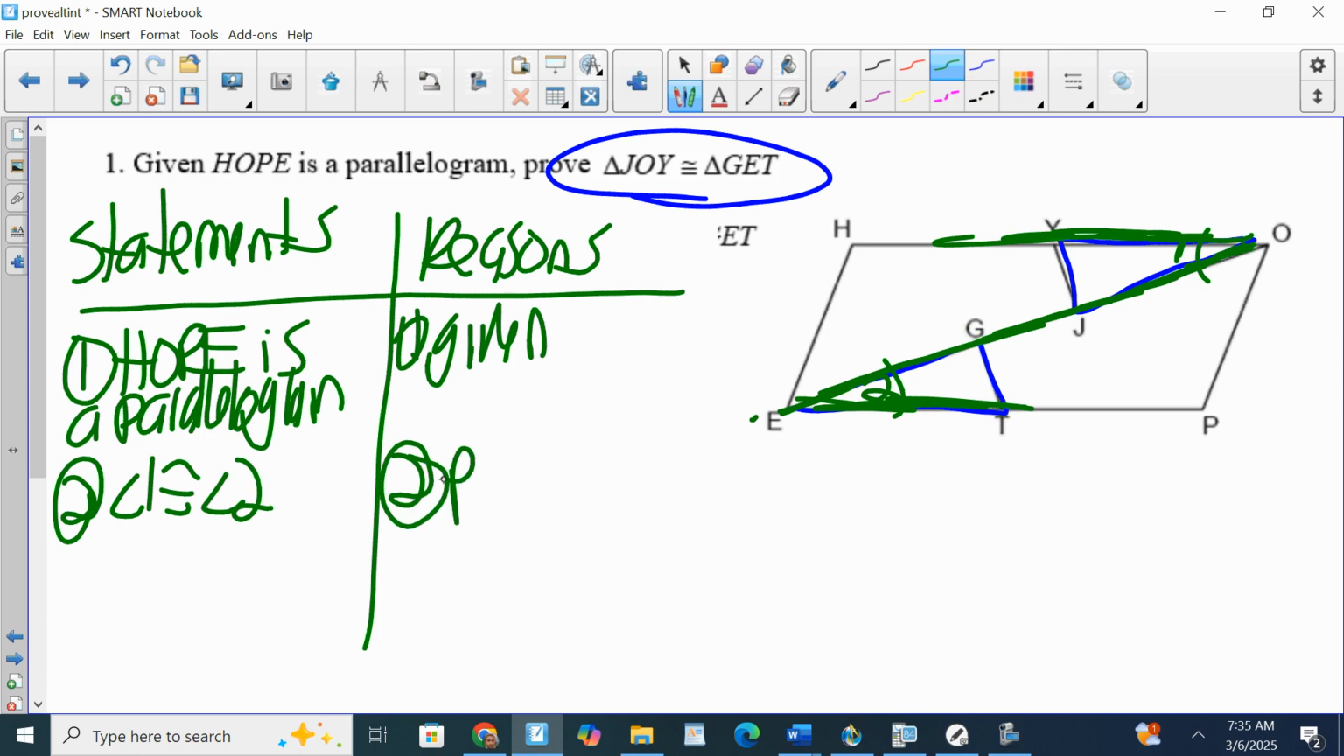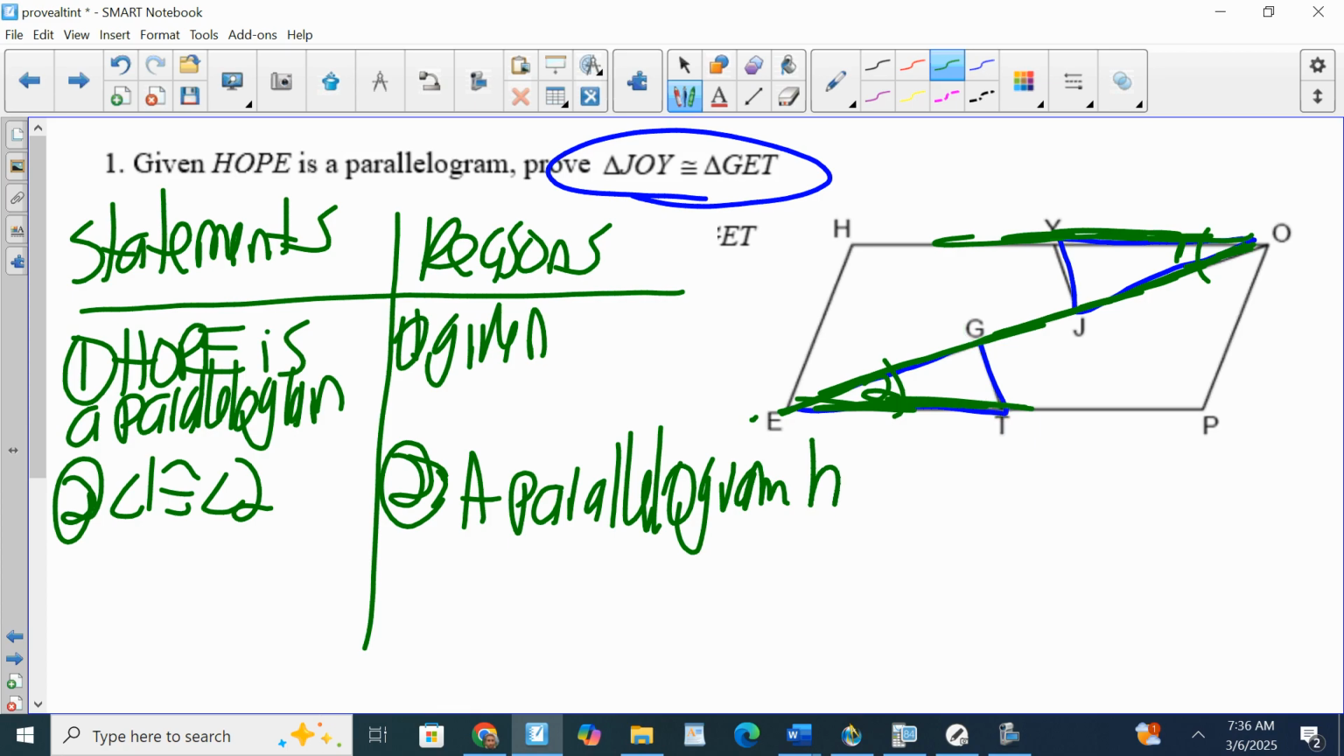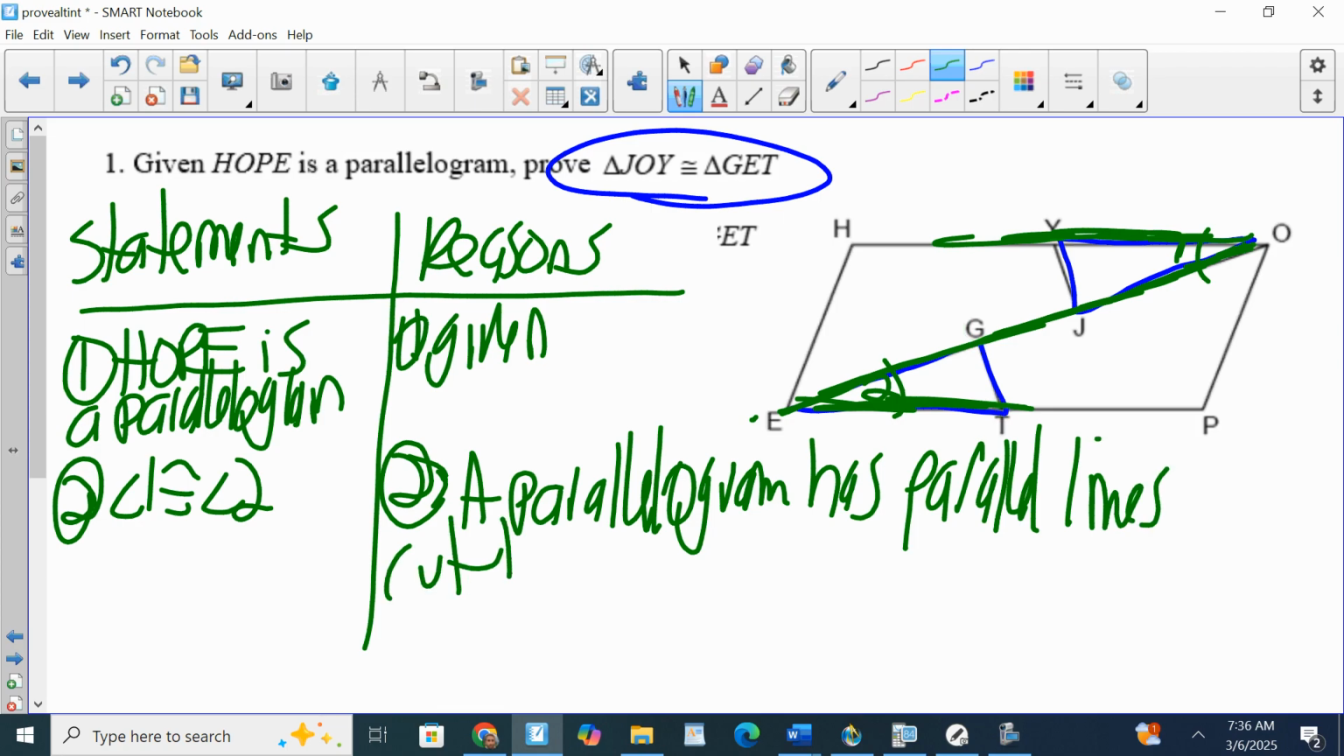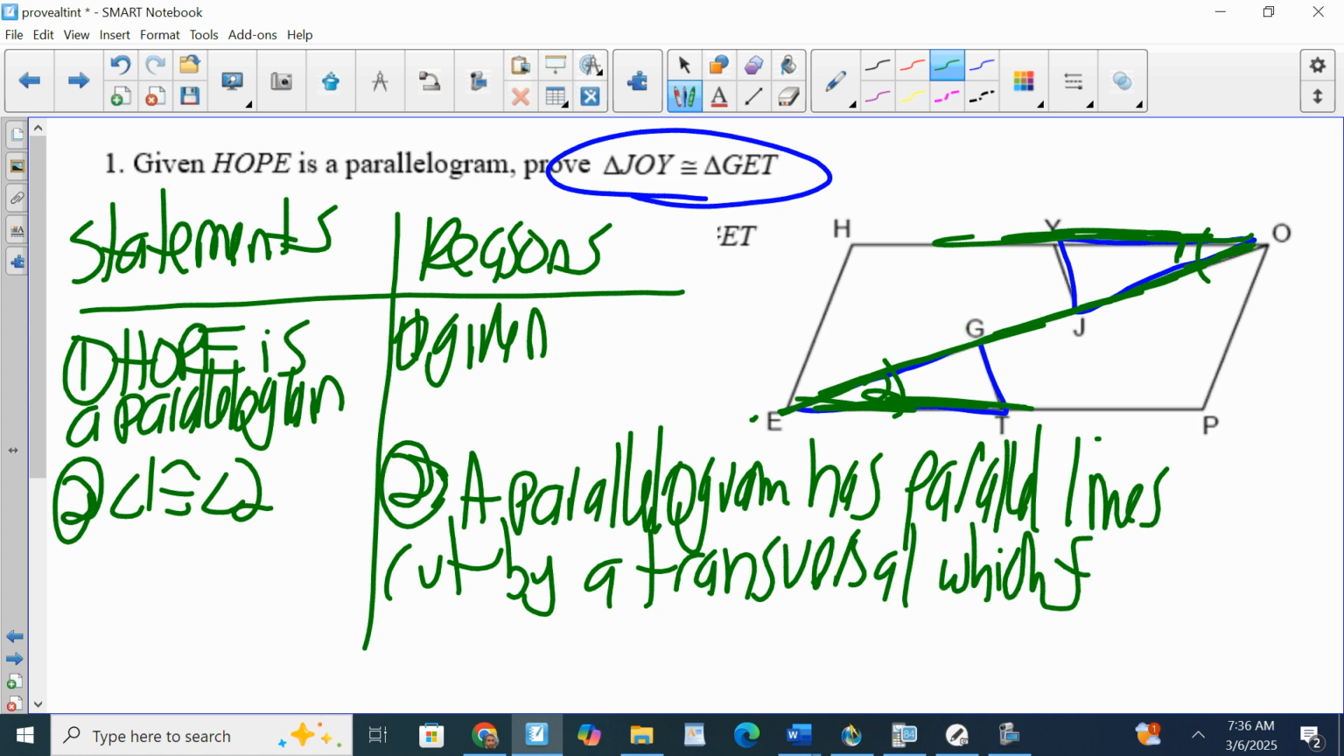Now, this is a little bit more than usual. I'm actually combining 2 steps into 1 step here, which you can do, but the reason is a bit long. Because we're given that it's a parallelogram, my reason has to start with: a parallelogram has parallel lines cut by a transversal, which form congruent alternate interior angles.